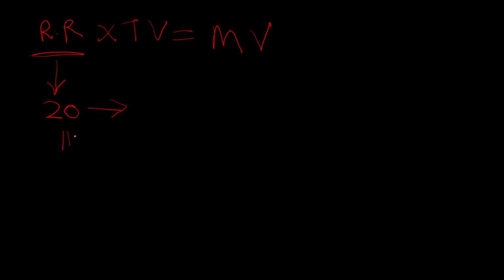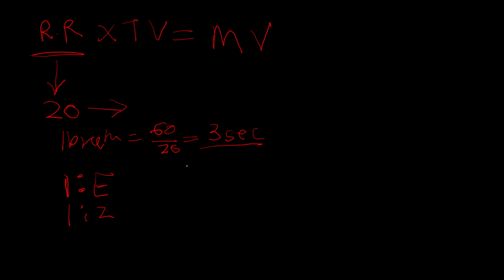So one breath will be around 60 by 20, that is 3 seconds. So one breath is delivered every 3 seconds. Why is it important? We know that our inspiratory by expiratory ratio, normally we have inspiration of 1 second, expiration of 2 seconds. So IE ratio is 1:2. So here 1 second is inspiration and 2 seconds is expiration.